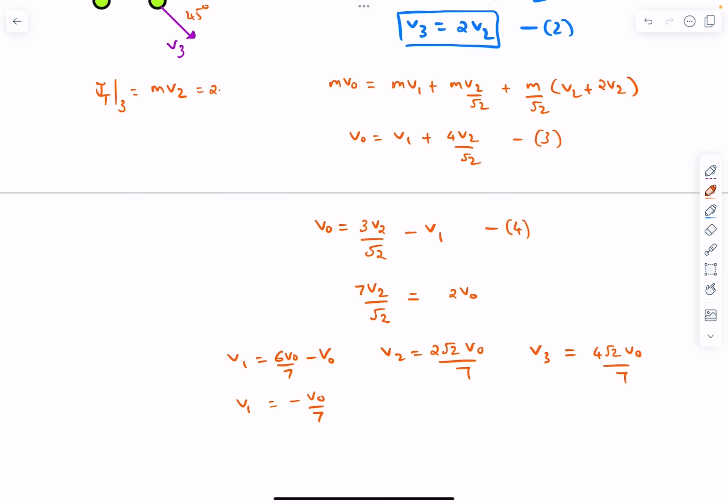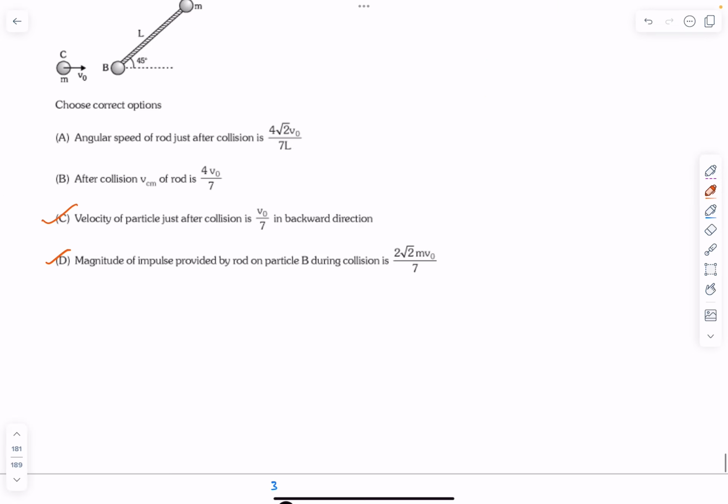This is going to be 2 root 2 m v0 by 7. So option D would also be correct. Now we have to find the angular speed of the rod and V_CM after collision.